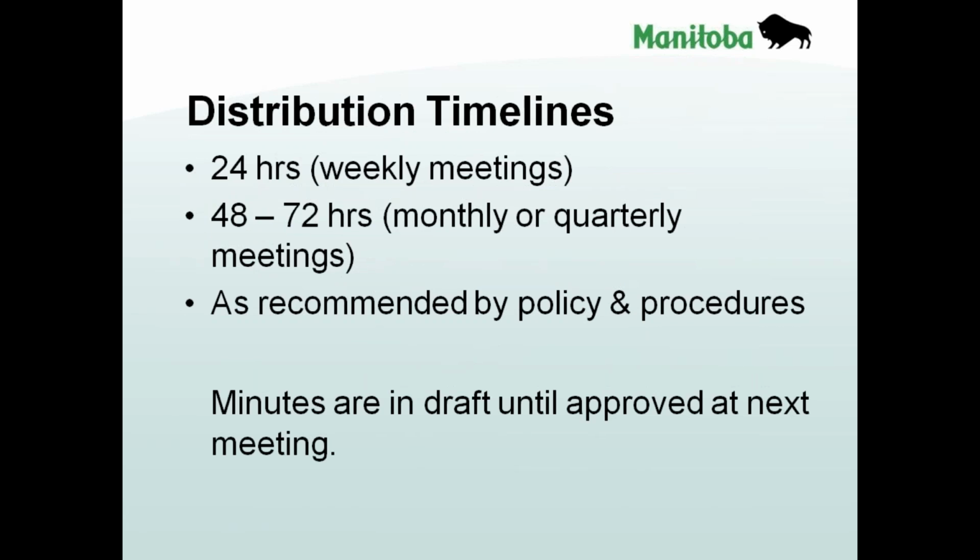The rule of thumb for distribution is 24 hours for weekly meetings and 48 to 72 hours for monthly or quarterly meetings. Your organization's policies and procedures may outline the time frame for distribution. For example, some organizations choose to send out the minutes with the notice of the next meeting. Minutes of annual general meetings are often not circulated until the next annual general meeting and may be included in a meeting package with the agenda, financial report, and other reports. Remember, minutes are in draft until approved at the next meeting.